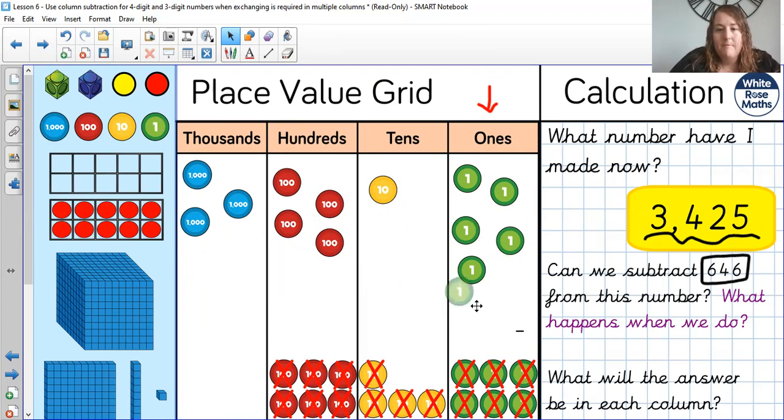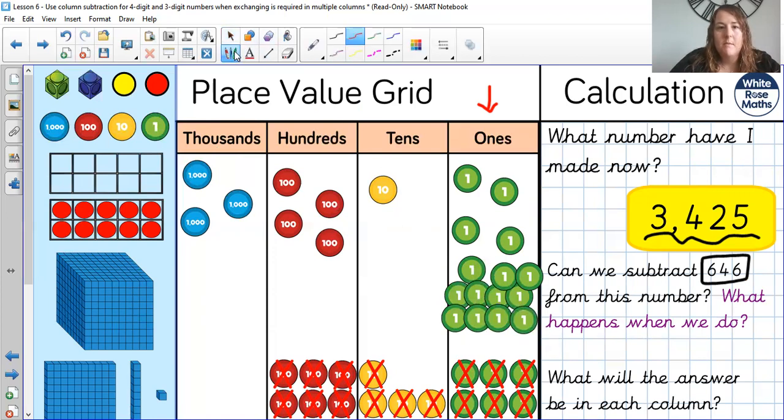So 1, 2, 3, 4, 5, 6, 7, 8, 9, and 10. Okay, now I can do my subtraction.